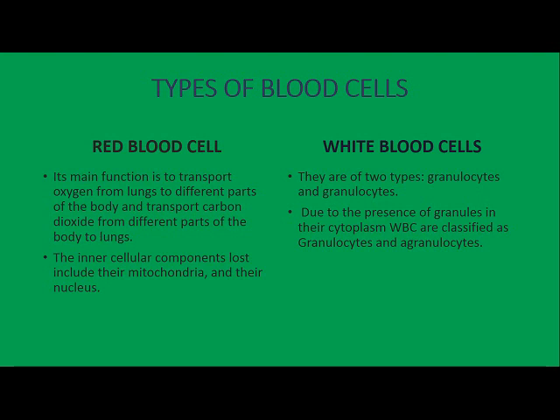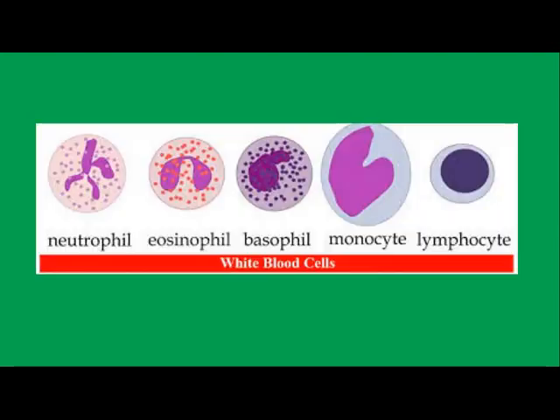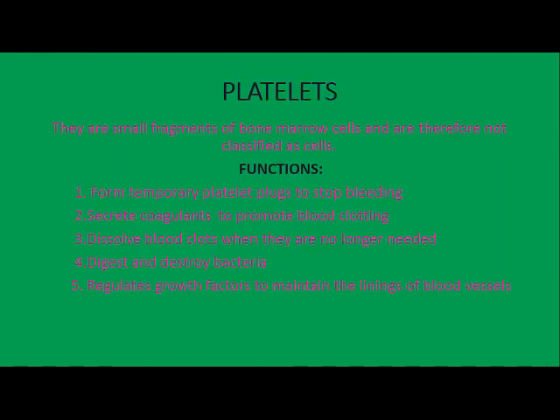So based on the presence and absence of granules in the cytoplasm, white blood cells are classified as granulocytes and agranulocytes, and the basic function of white blood cells is to provide immunity to our body. These are the different types of white blood cells, children, that I was telling you. Neutrophil, eosinophil and basophil are granular, while monocyte and lymphocyte are agranular. Children, all these pictures are given in your textbook.